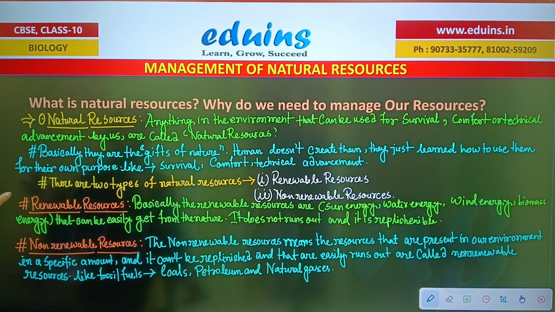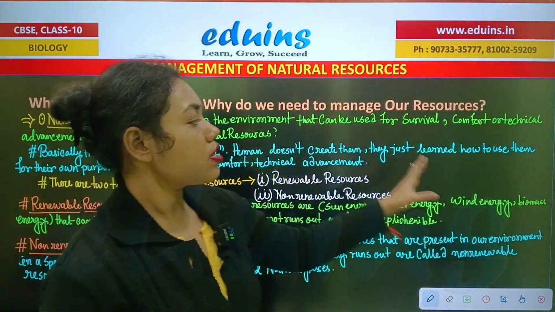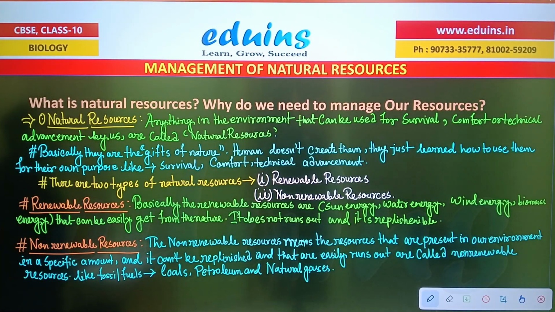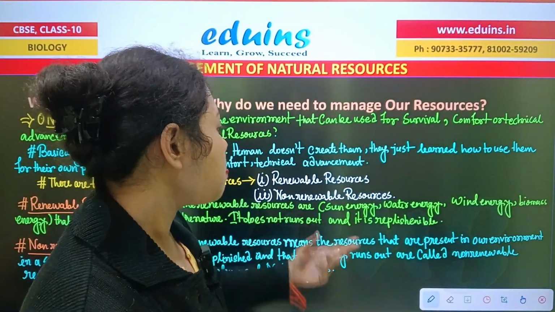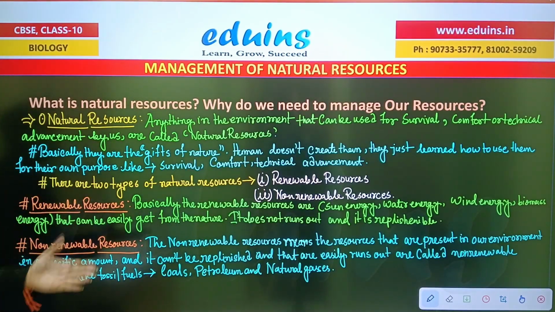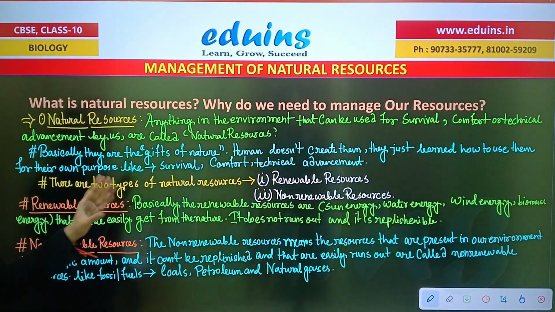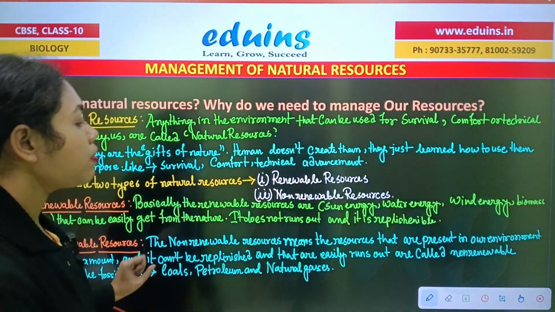Okay, so what are natural resources? Anything in the environment that can be used for survival, comfort and technical advancement by us is called natural resources. Basically, they are the gifts of nature. Humans don't create them, they just learned how to use them for their own purpose, like survival, comfort, technical advancement. Then they are of two types: renewable resources and non-renewable resources.